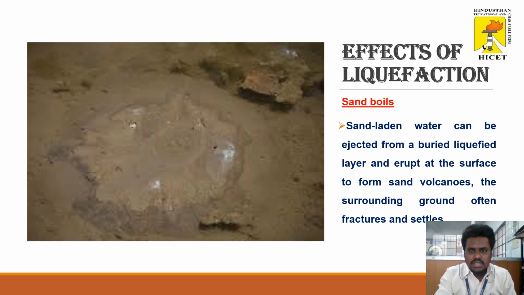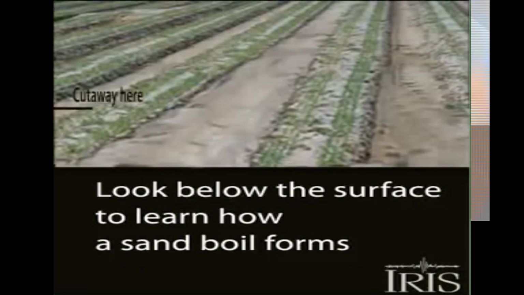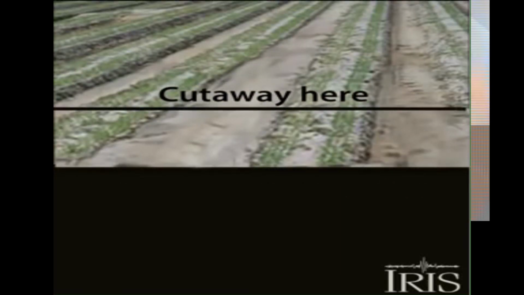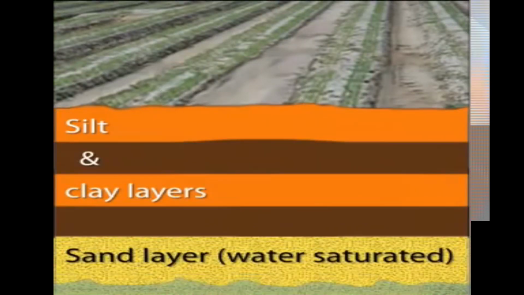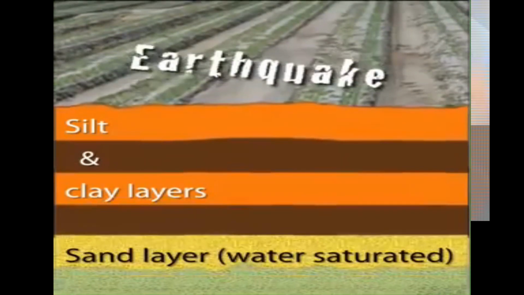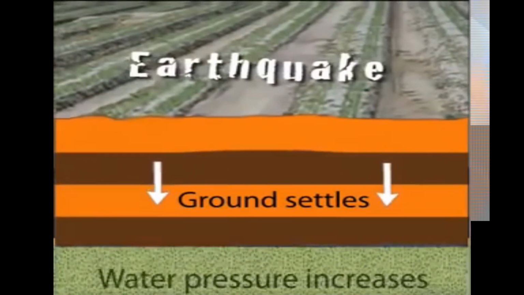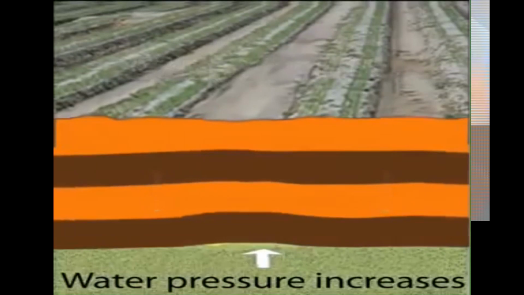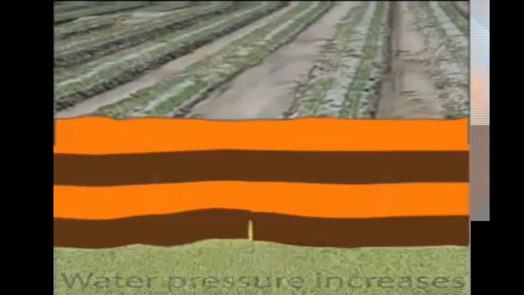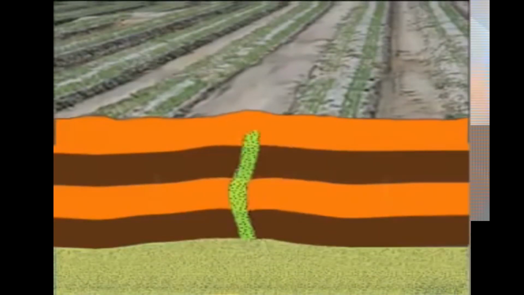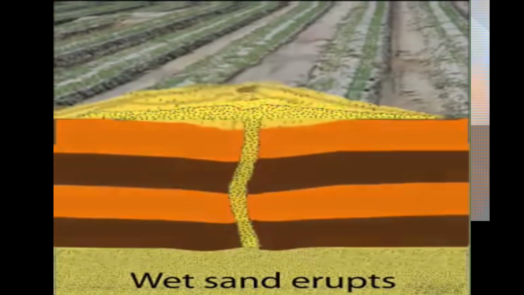Sand boils: sand-laden water can be ejected from the pressurized buried liquefied layer and erupt at the surface to form sand volcanoes. There are a few examples of ground shaking with different layers of ground during earthquake conditions. Ground settles or moves as water pressure increases. So this is the example for sand boils.